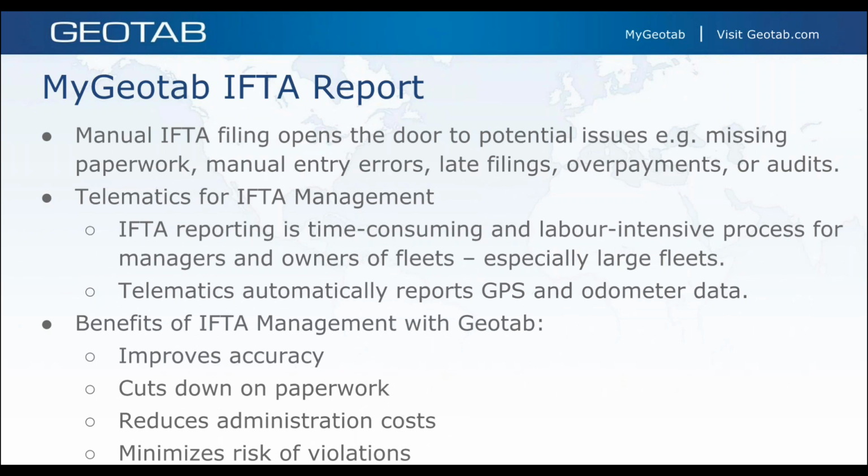So it improves the accuracy and cuts down on all that paperwork, because it's all electronic now. Really all that you're printing out is just the IFTA data from Geotab, and you don't have to have administrators tallying and calculating it. Geotab does all the work, and you're also minimizing the risk of violations. If there's missing information or errors, you get audited. We're minimizing those risks by using telematics.